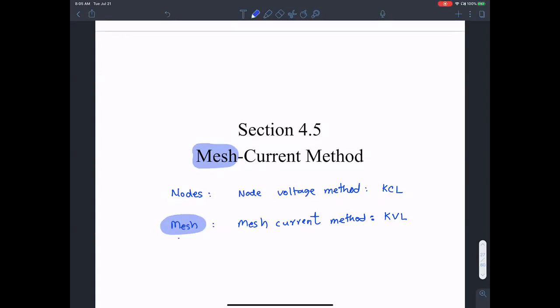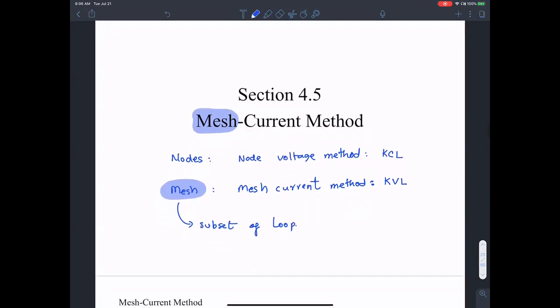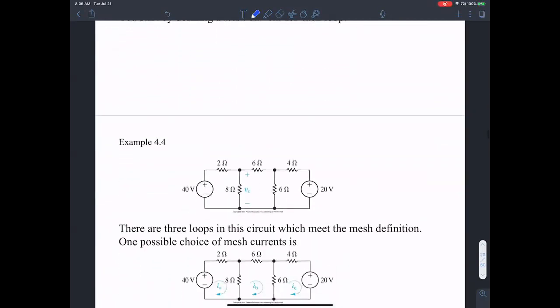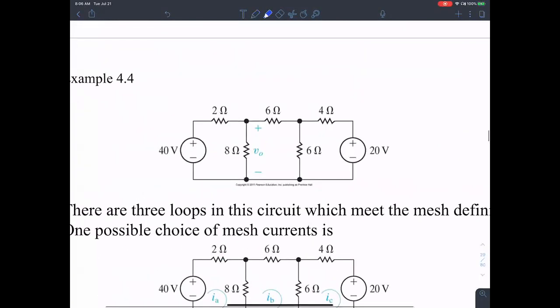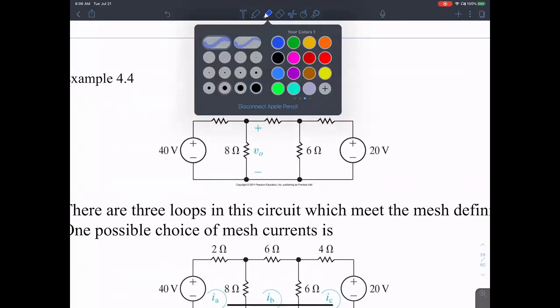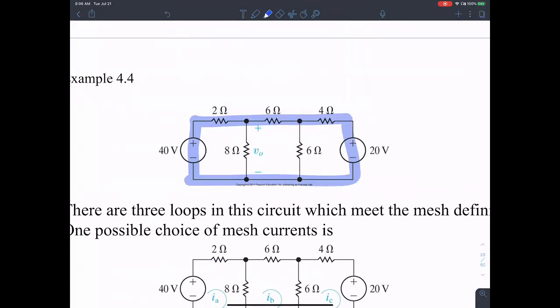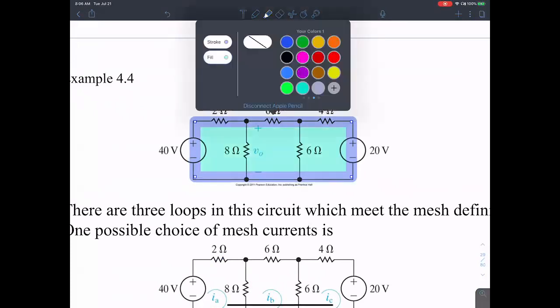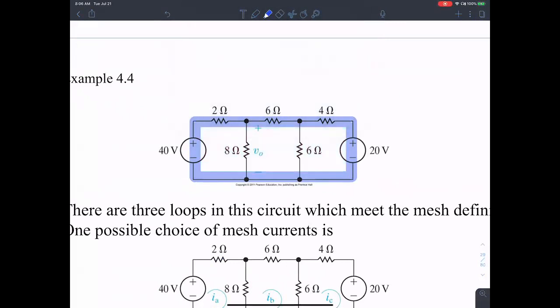A mesh is a subset of a loop. A mesh is a loop that does not contain any other loop inside it. Let me show that on this circuit here. If you look at this circuit, you can define any number of loops. For example, that is a loop because it begins and ends at the same point. It begins at that node and leads back to the exact same node. Hence, it's a loop. It's a closed path.